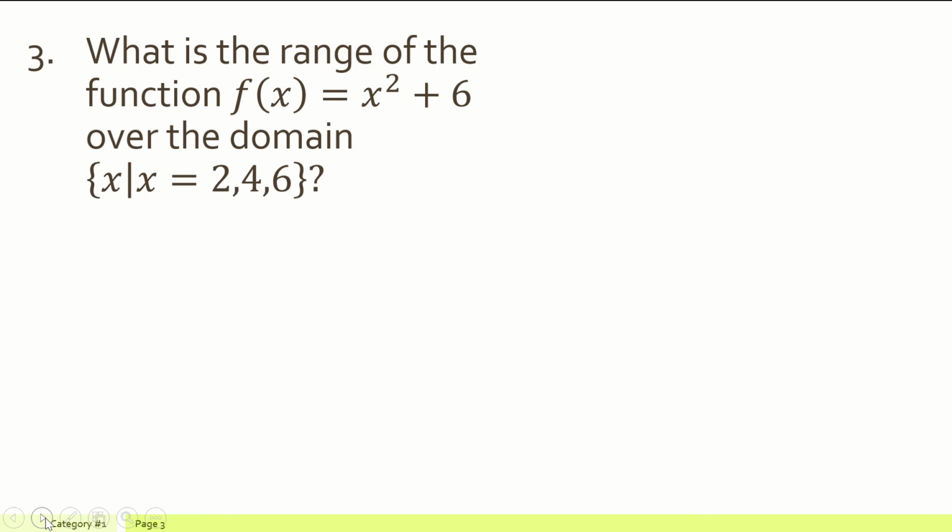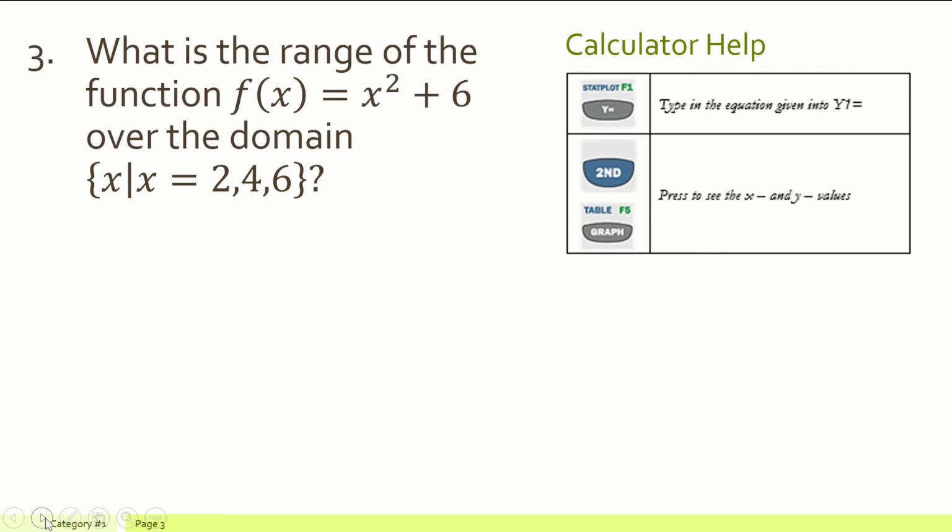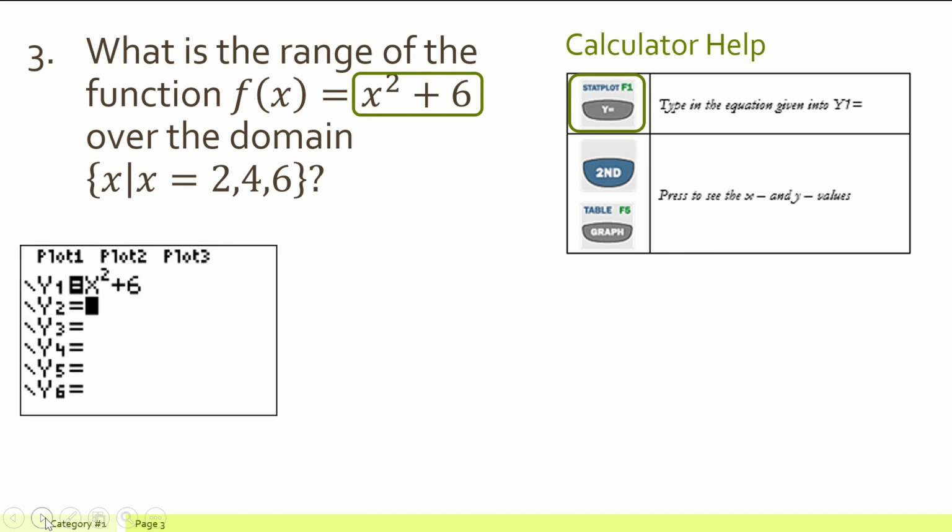What is the range of the function f of x, or y equals x squared plus 6, over the domain, all x values such that x is 2, 4, and 6? So once again, now it's just a quadratic equation. We can still type it into y equals x squared plus 6 and then go look at table values. So the first step is to type it into your y equals screen.